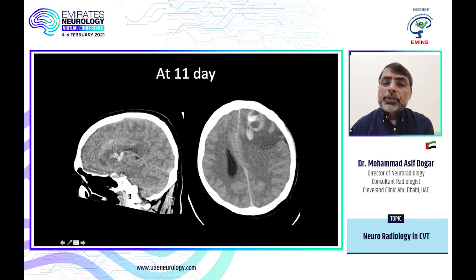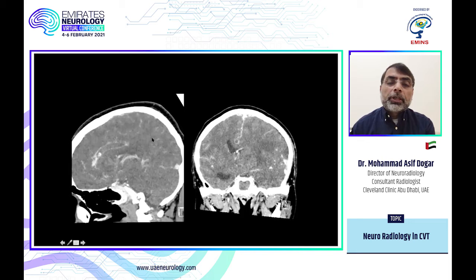This is after 11 days. And now it has become less dense, but it is expanded. And you can even see here. So this is a CTV, and now you can see there is enhancement around it, but there is a filling defect. Again, here you can see a filling defect. So which vein is this, or the sinus?